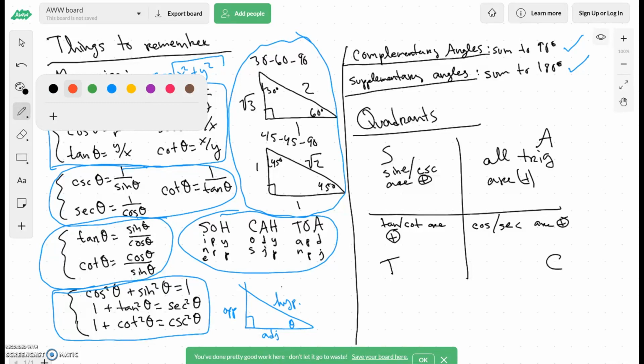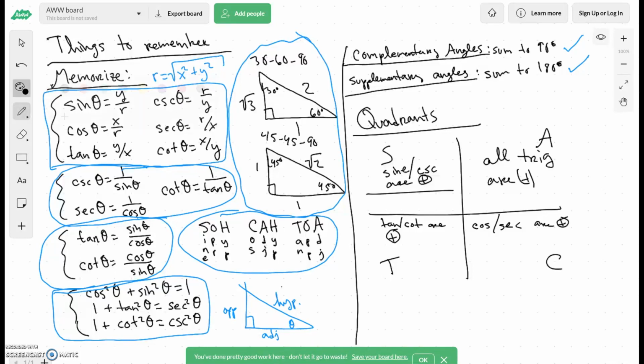I'll write it in red that everything else is going to be negative, which means that cosine and its reciprocal secant, along with tangent and its reciprocal cotangent, are going to be negative, okay? Here, same thing. If tangent and cotangent are positive, that means that sine and its reciprocal cosecant, cosine and its reciprocal secant are going to be negative.